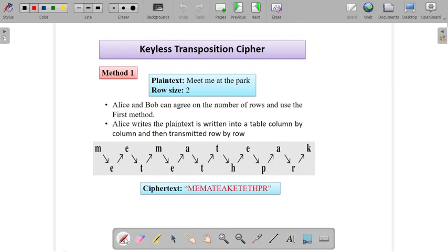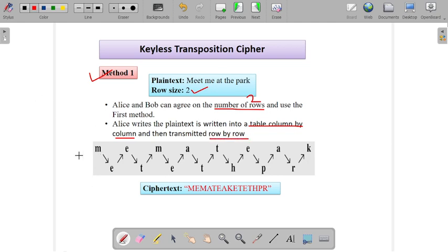In this example, our plaintext is "meet me at the park" and the row size is 2. Alice and Bob agree on the number of rows being equal to 2, and they use the first method, called the rail fence technique. This is our method number 1. In this method, Alice writes the plaintext into the table column by column, and when they transmit the message, they transmit it row by row.